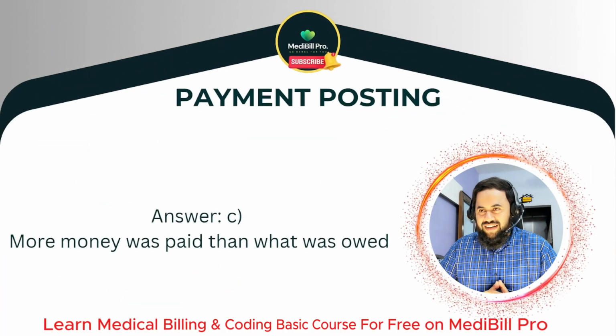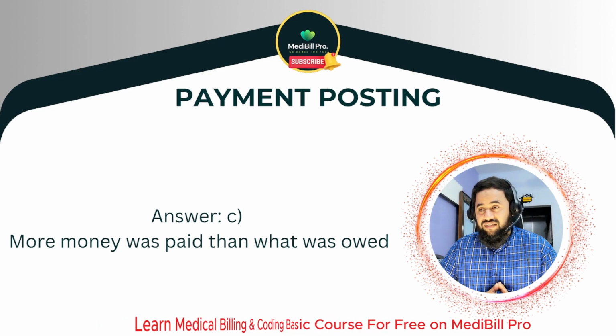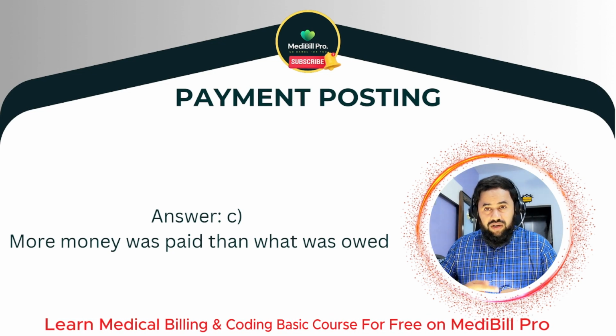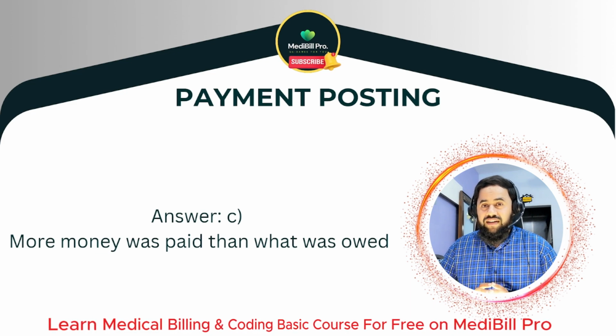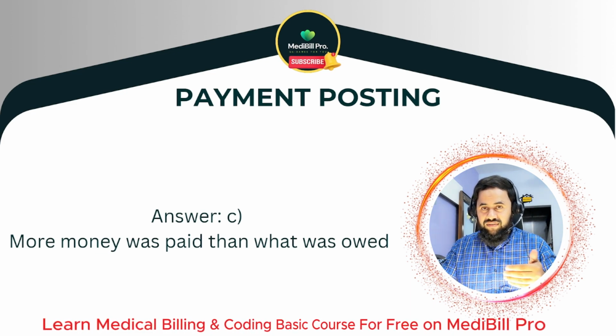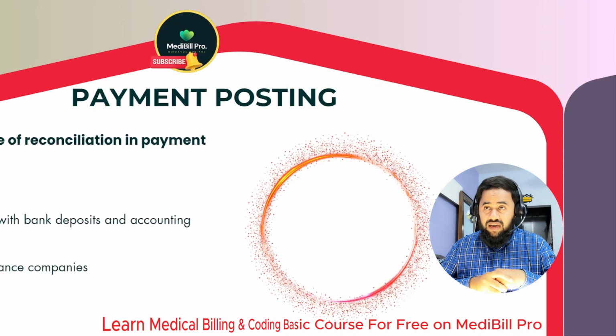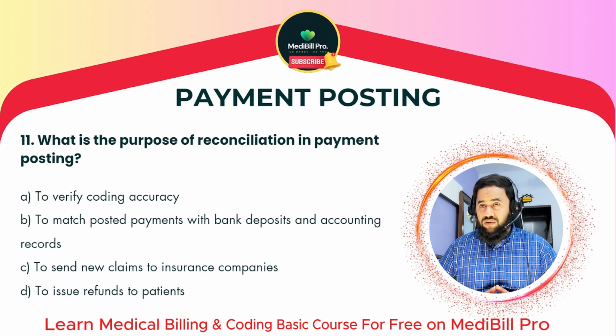Okay, so here you go, the answer. More money was paid than was owed. If an insurance company paid more than what was owed, then that is called a credit balance. Okay, so insurance will get that back. So let's see what is question number 11.